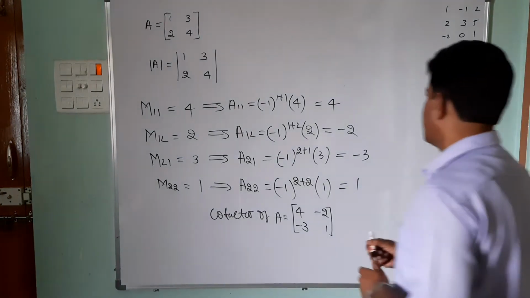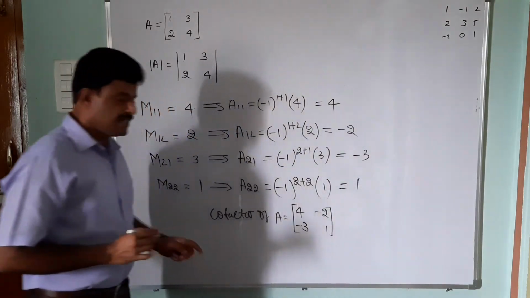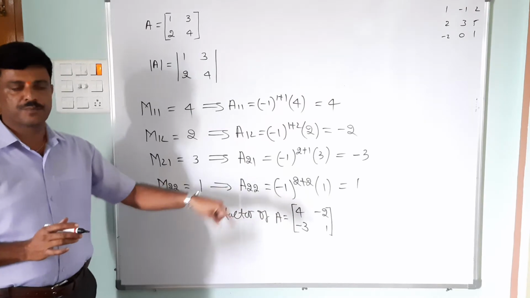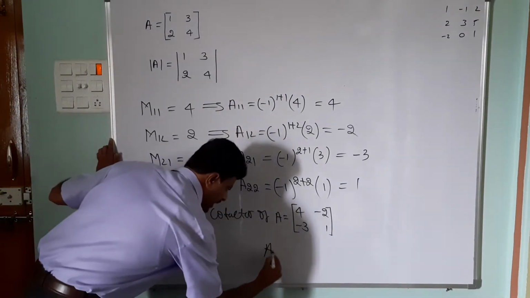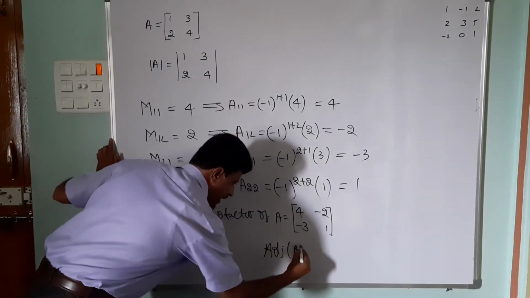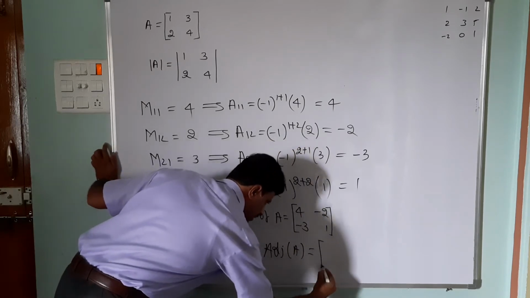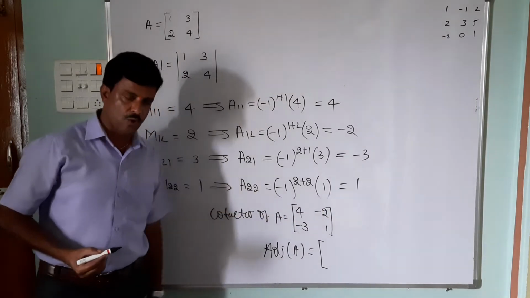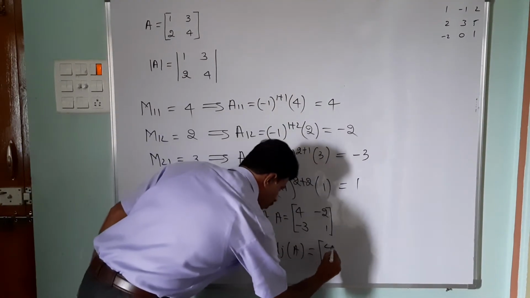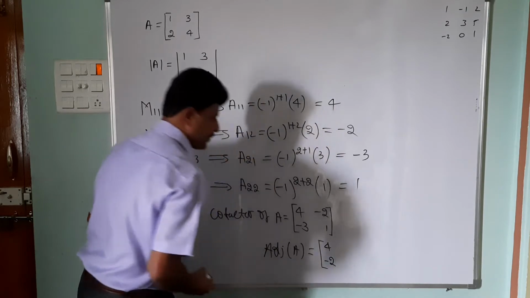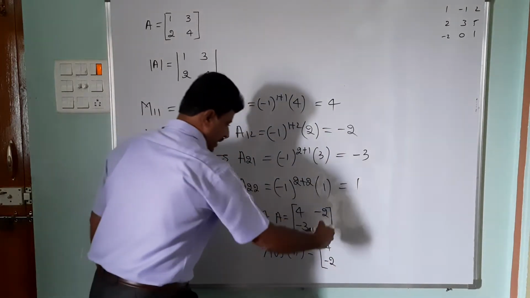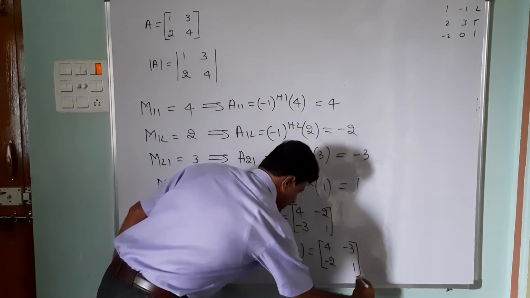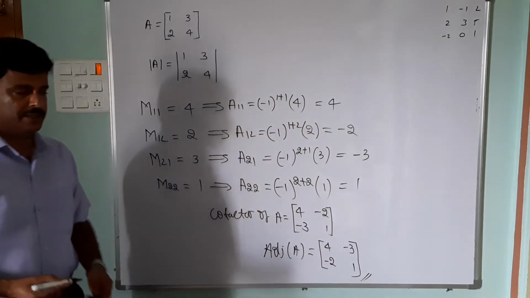I told you, do you not know what adjoint of A means? Adjoint of A means interchanging rows into columns, otherwise columns into rows. Adjoint of A, ADJ of A is equal to, write down like this. Yes, this is a row, 4 minus 2. You take it as a column, 4 minus 2. Make this a column: minus 3 1. This is the adjoint of the matrix.